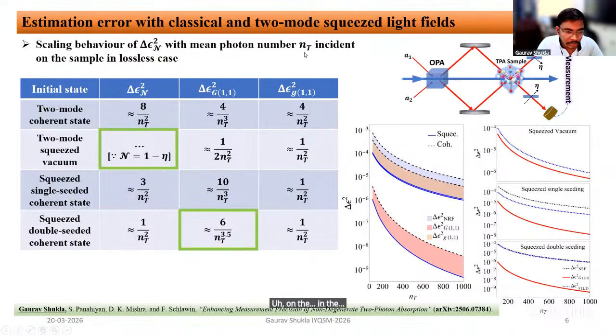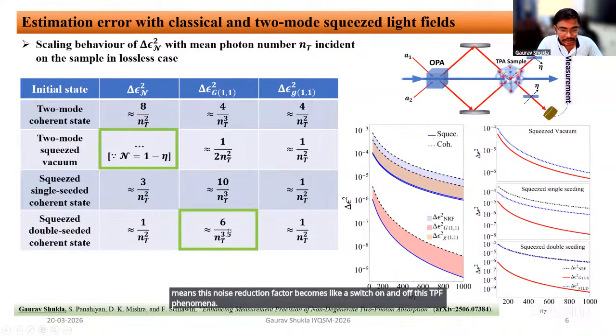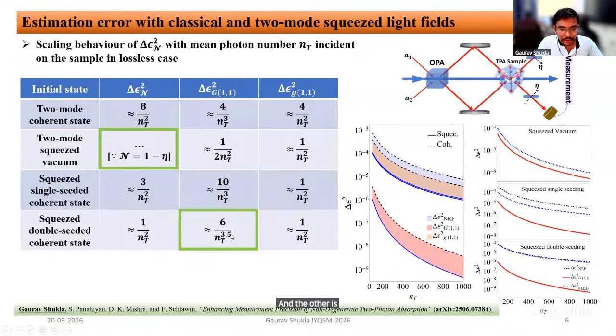in this experimental setup. And we can see, as we seed a single photon on one seeding port, it starts showing this two-photon absorption phenomena. This means the noise reduction factor becomes like a switch that turns this TPA phenomena on and off. The other result is that we get an improvement in the sensitivity with the order of 0.5.